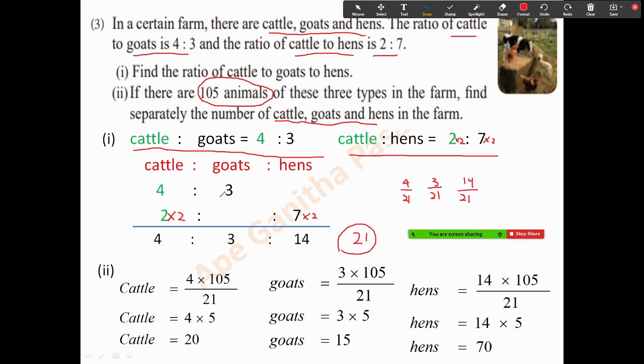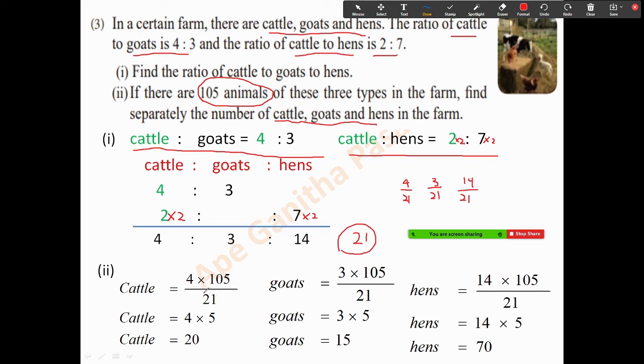Okay. Now we have to multiply all these 3 fractions by 105 animals. Total is 105 animals. So let's find the number of cattle. This fraction 4 over 21 multiplied by 105. How to get goats? 3 over 21 multiplied by 105. How to get hens? Hens 14 over 21 multiplied by 105.